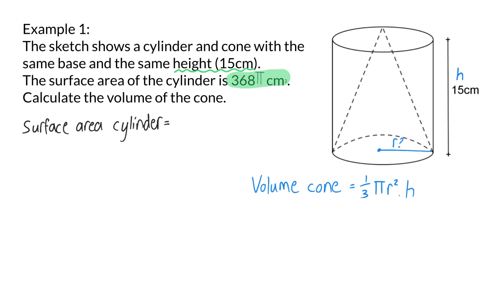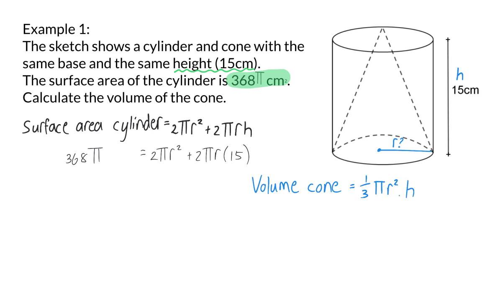So here we are going to make use of algebra to calculate a measurement so that we can use that measurement in a formula. The formula for the surface area of a cylinder is 2 pi r squared plus 2 pi r times height. We were given that this surface area for the cylinder is 368 pi, and when we substitute on the right hand side, the only value that was given was the measurement for height, which was 15. Now we can use this equation to calculate the radius.